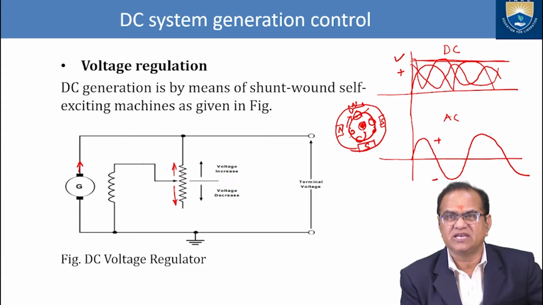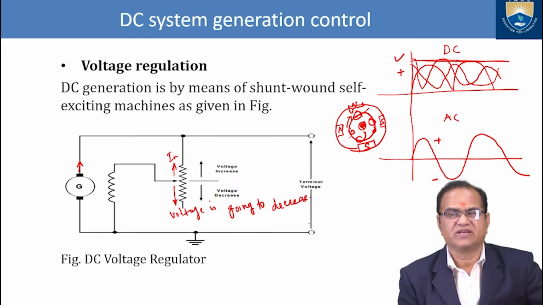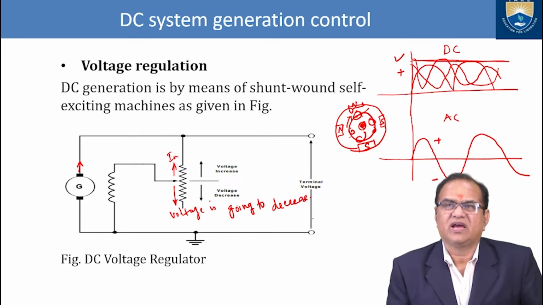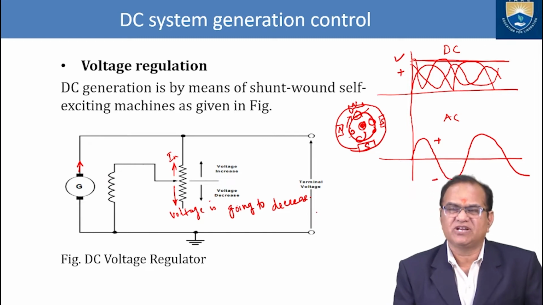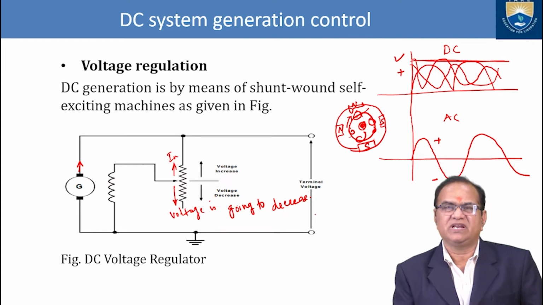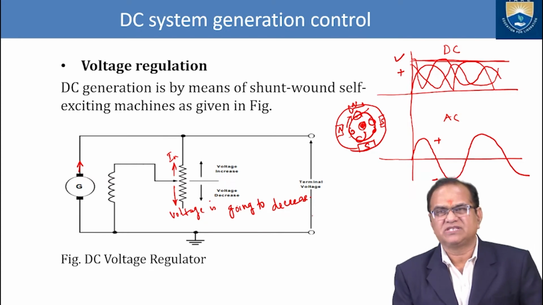If you shift this thing upward, the voltage will increase, and if you move it downwards, the voltage is going to decrease. Okay, so that is the benefit of this type of regulation. It is very simple regulation, and as per the required voltage, we can obtain as much voltage as we want.